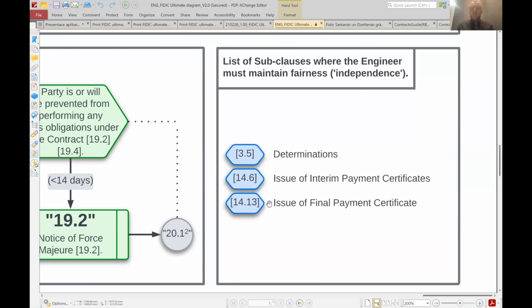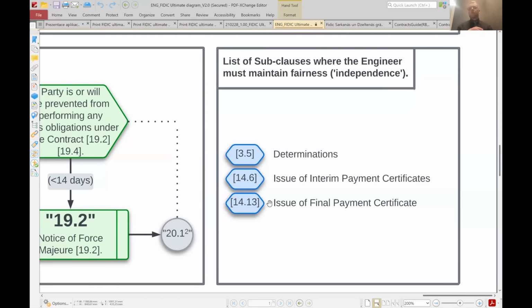And within these subclauses, the engineer has to act fair. He has to act fair. The contract is actually telling him to act fair. So he needs to listen to the employer, he needs to listen to the contractor, and he needs to make a fair decision, even if this decision goes against the employer. It can actually go against the employer who is paying his own engineer. This is quite a controversial part of the FIDIC, but I think it is one of the most important things that you have on the projects.